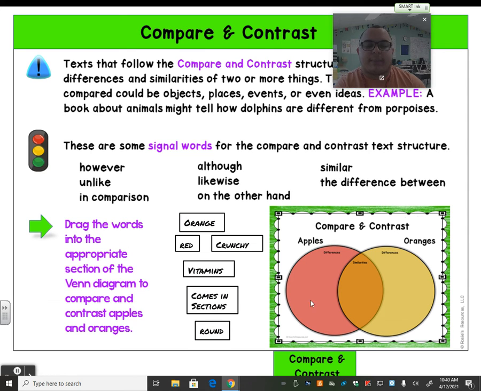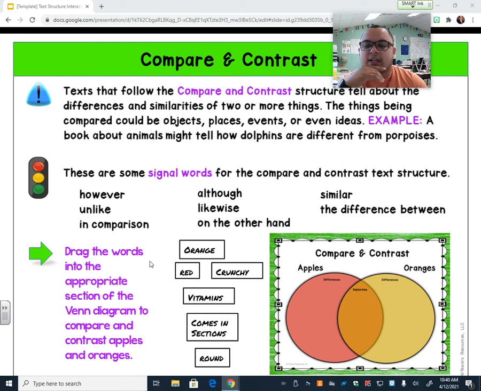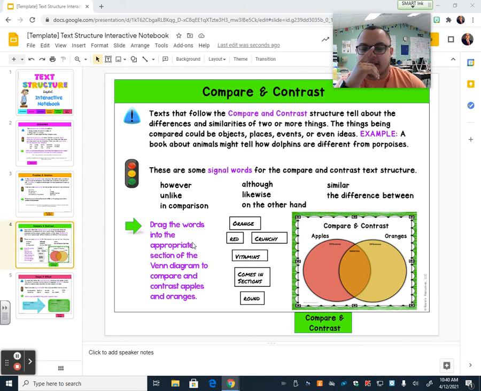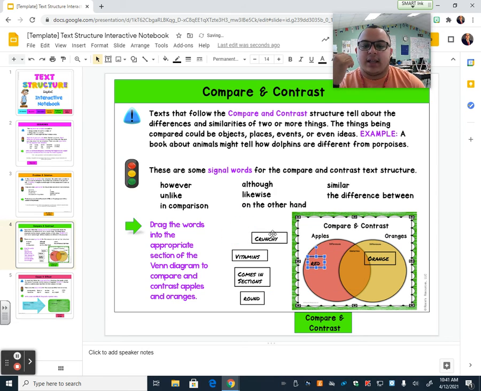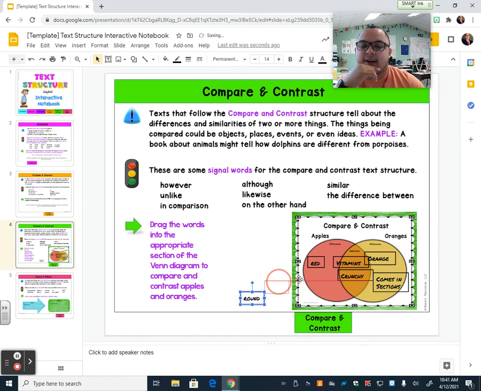So we're going to be comparing apples to oranges over here. And our directions say that we're going to drag into the appropriate section of the Venn diagram to compare and contrast apples and oranges. Which are orange? Oranges are orange. Which are red? Apples are red. Which are crunchy? I would say they're both crunchy, right? I don't really eat oranges, but I'm pretty sure they're both crunchy. They both provide vitamins. An orange comes in sections, and they are both round. All right.